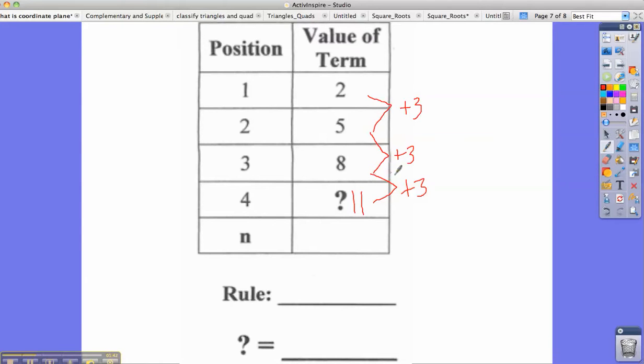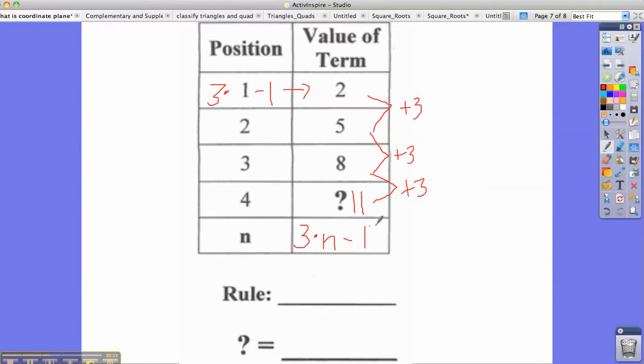So if we're adding 3 to get down from our positions, we know our rule to get from n is going to say 3 times n. That means we're going to take n and do 3 groups of that. So this is saying to get from 1 over to 2, we are going to multiply 3 times 1. Well, 3 times 1 would get us 3. So what do we have to do to 3 to get down to 2? Take away 1. So that means we want our rule to say 3n minus 1.